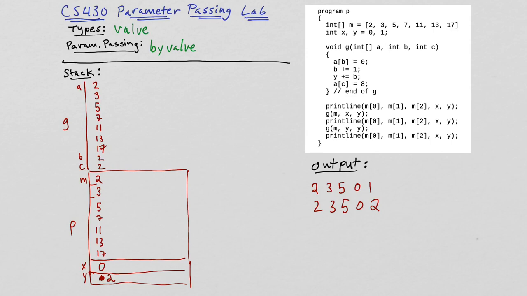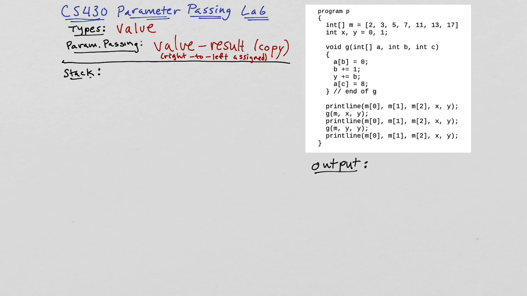So A sub B is A sub 2 equals 0. B plus equals 1. Then Y plus equals B. So this becomes 5. And then A sub C, which is this value again, becomes 8. And then I am going to return from G and print out 23505. Okay. And that is the end of that problem.